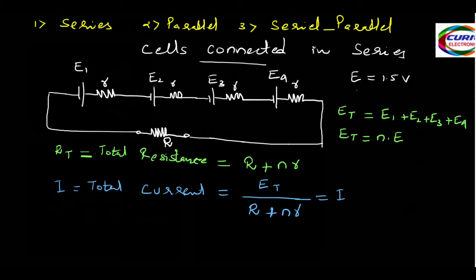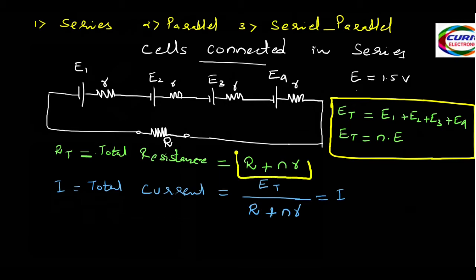So these 3 equations we should know. That is our total EMF when cells are connected in series. Next is the total resistance. And finally, the current flowing through this circuit. Now we will solve one simple problem so that we can understand it better.